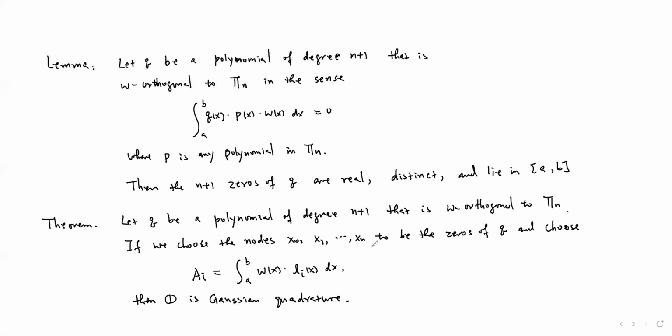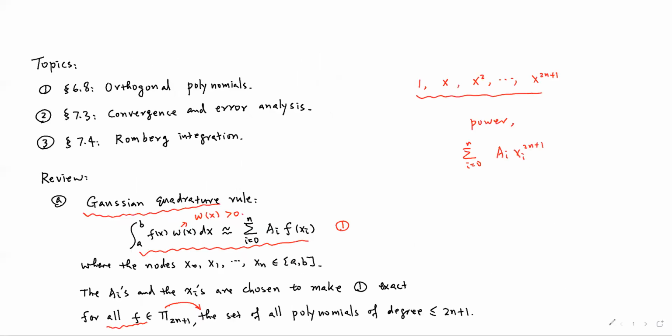Now, the next question is how to find the orthogonal polynomial Q. This is the first topic today. Topic 1: how to construct orthogonal polynomials. This is a topic in section 6.8 in the book.